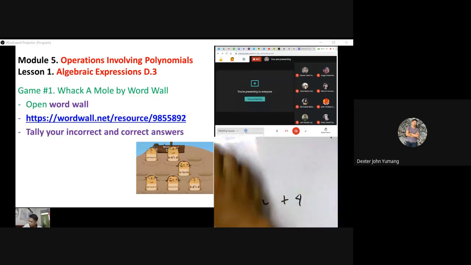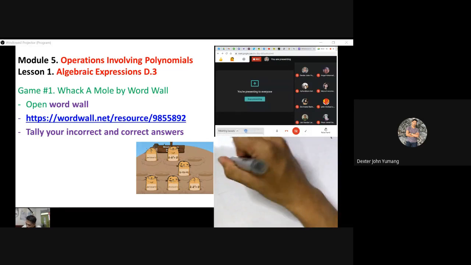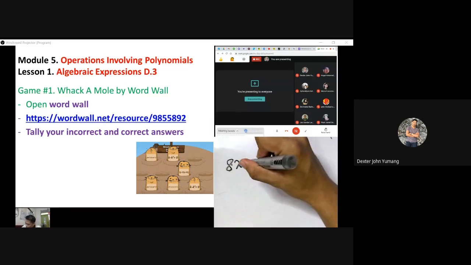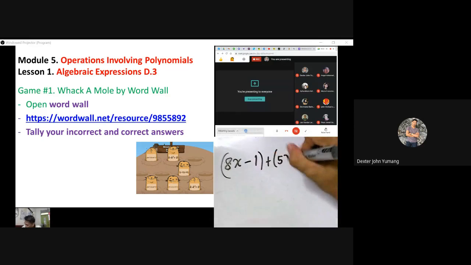Another example. Negative 8x minus 1 plus 5x minus 3. Okay, anyone? Please type in the chat box if you know the answer. Okay lang po na mali para makita po natin kung saan kayo magkamali.